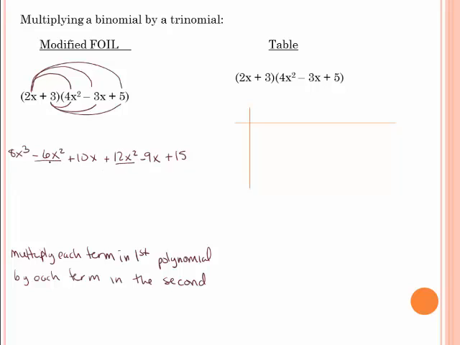Combining like terms, I have negative 6x squared and positive 12x squared. First I write down my 8x to the third. Negative 6 plus 12 is 6. Then I have 10x and negative 9x, so that gives me 1x and then a 15. Now when you do a modified FOIL, your like terms are no longer right next to each other. They could be sort of mixed around in here, so you'll have to look for them.